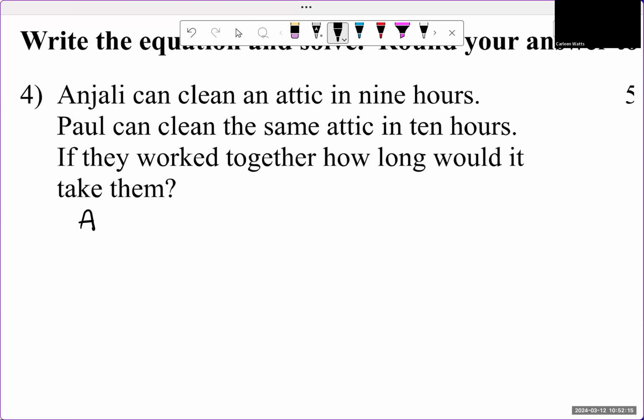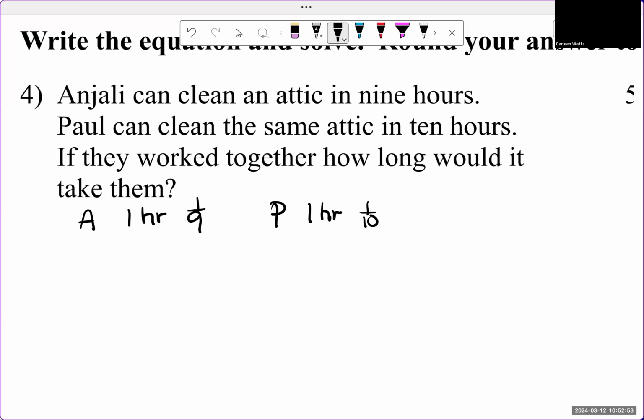Anjali can clean the attic in 9 hours. Can you see that in 1 hour, Anjali can clean 1/9 of the attic, right? If it takes her 9 hours, her speed is that every hour she can clean 1/9. Paul can clean the same attic in 10 hours. Paul's a little slower. So in 1 hour, Paul has completed what fraction of the attic? 1/10. I remember this from the notes.